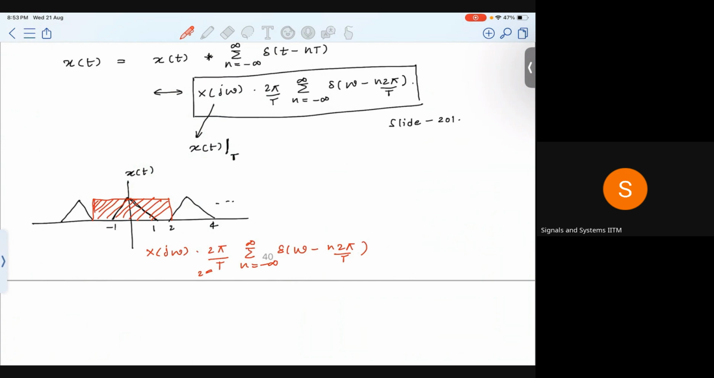For any periodic signal, this is how you find the Fourier transform. Find the Fourier transform within one fundamental period, which we denote by X(jω), and multiply that with this factor. So this is constant for all periodic signals. T is the fundamental period. That is the only thing that varies. Is that okay? Yes, ma'am. Any further questions?